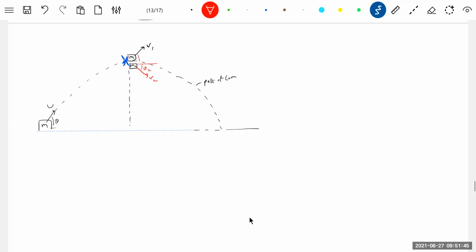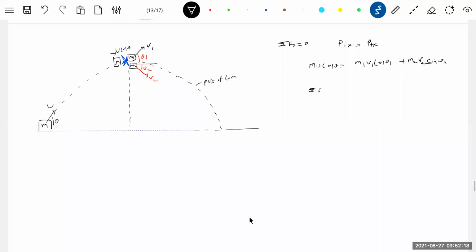If this is theta 2, this is theta 1. At the highest point, what is the velocity? u cos theta. Just before explosion, it will have horizontal velocity u cos theta. Then what are the equations you are going to write? Net external force on the system along x-axis is 0. So momentum is conserved. So initial momentum m u cos theta equals m1 v1 cos theta 1 plus m2 v2 cos theta 2.